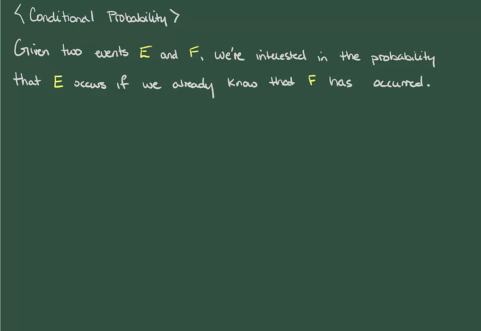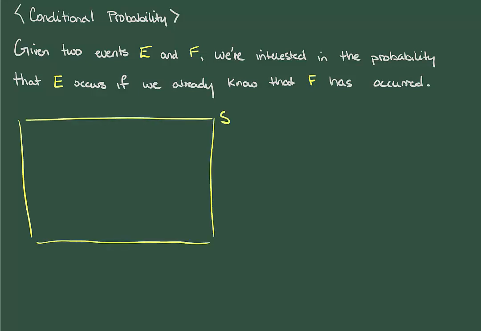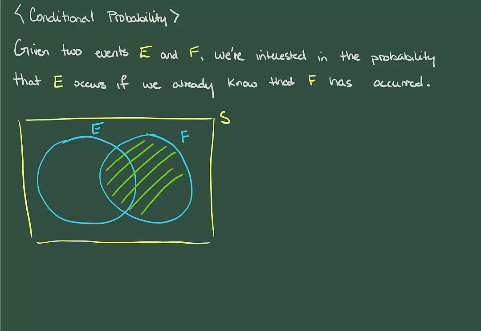To derive the formula, it's best if we draw a picture. Let's draw the two events E and F so that they overlap. We know that F has already happened, so we can restrict our attention to just F. Now within F, we want to know what the likelihood is that E also happened.